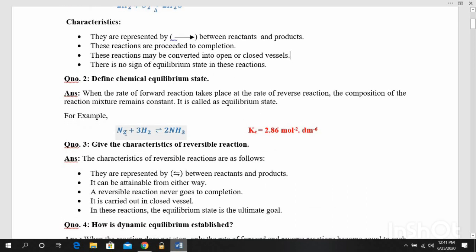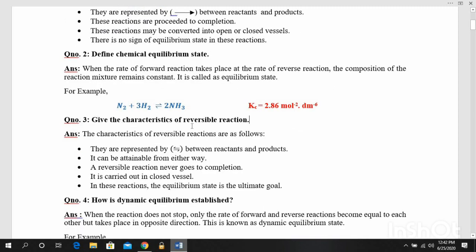For example, here you can see a reversible reaction where nitrogen and hydrogen combine together to form ammonia, and in return ammonia decomposes into hydrogen and nitrogen, because this reaction is reversible, and the equilibrium constant value for this reaction is 2.86. This is the unit for Kc for this reaction.